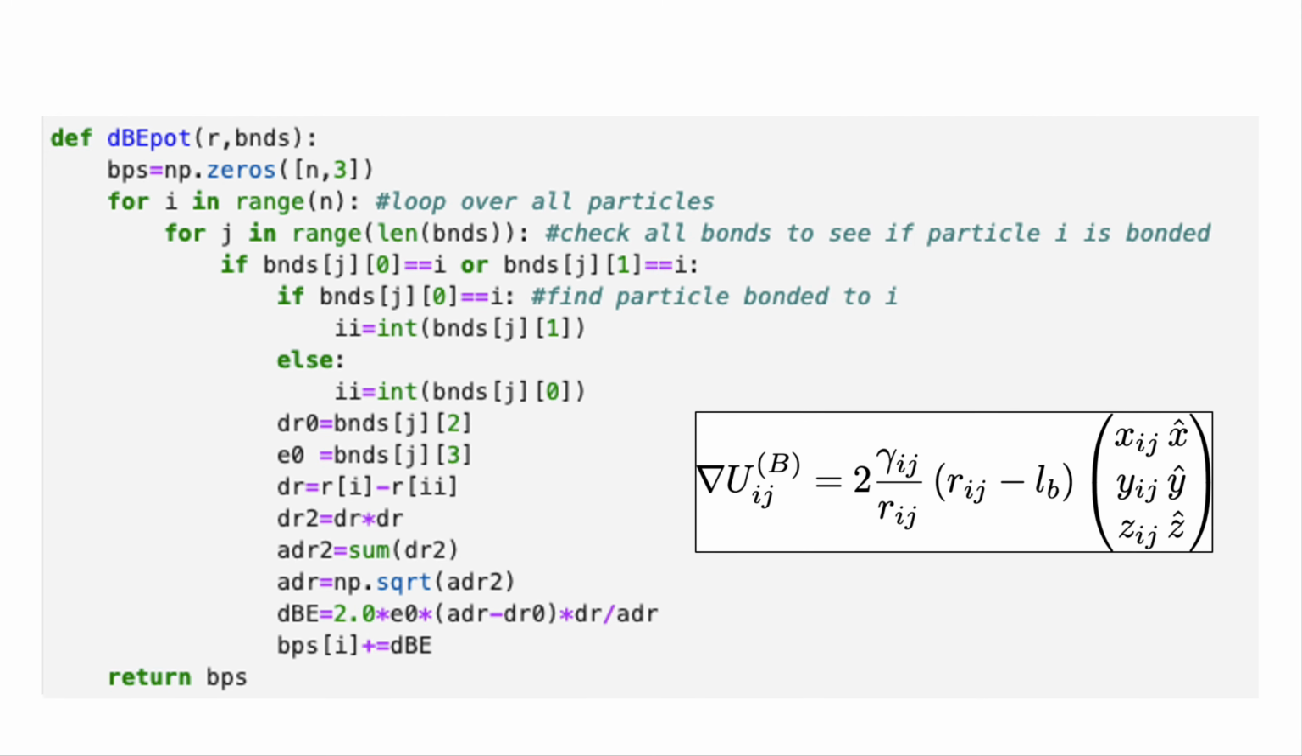Calculating the force from the bond potential is similar. I first initialize an array of gradients of the bond potential, and then it's pretty similar to the bond potential. I loop over every particle and see if it's in a bond, calculate the distances, etc. The difference is in the last line here, where I multiply by a vector.